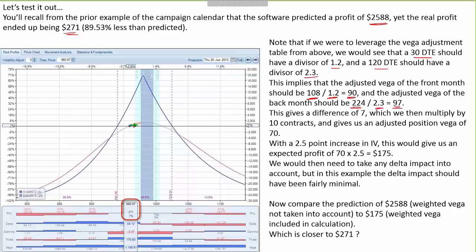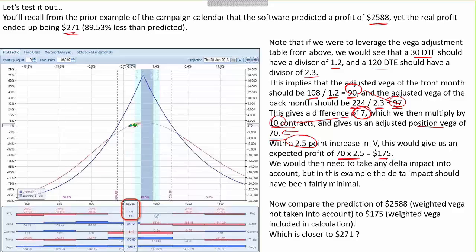All right? Notice that if you now compare these two numbers, the differential is only 7. Right? Your weighted Vega is only 7 for that particular calendar. We have 10 contracts in this particular trade, so we're multiplying 10 by 7, right? That's going to give us a position Vega of 70. Okay. Now, what did IV do? IV basically went up by 2.5 points. We have 70 positive Vega, right? We're multiplying that by 2.5. That gives us an expected profit based just on Vega of $175.